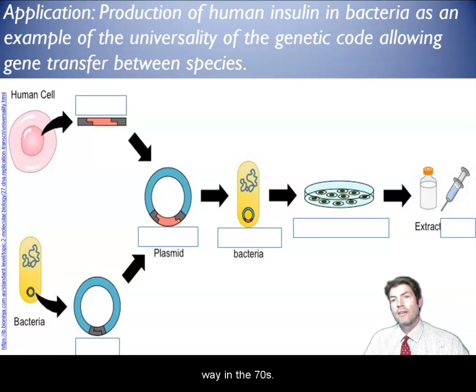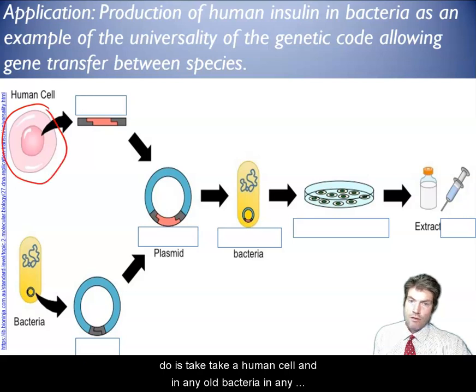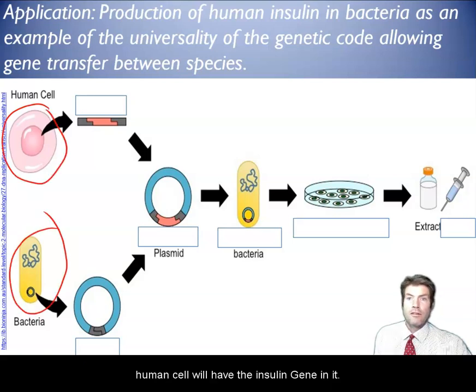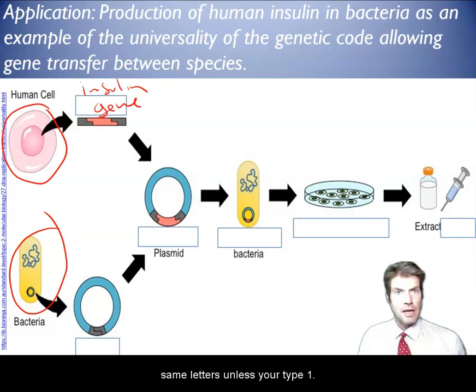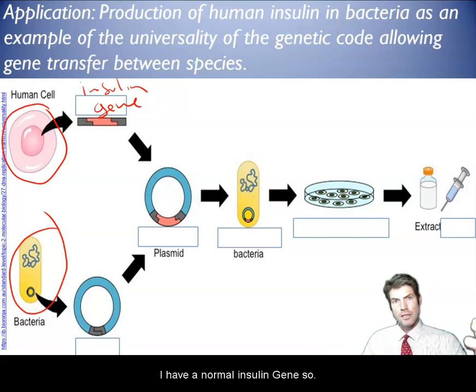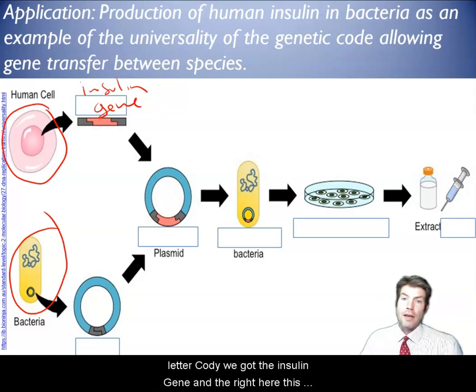They found a way in the 70s, I think the late 70s, to get actual human insulin. The way you do it is take a human cell and any old bacteria. Any human cell will have the insulin gene in it, and it probably will be exactly the same. Like you and I probably have the same insulin gene. It'll be the same letters unless you're type 1 diabetic. I have a normal insulin gene, so I'm not. So ours will be essentially the same, the same exact letter coding. So we got the insulin gene.